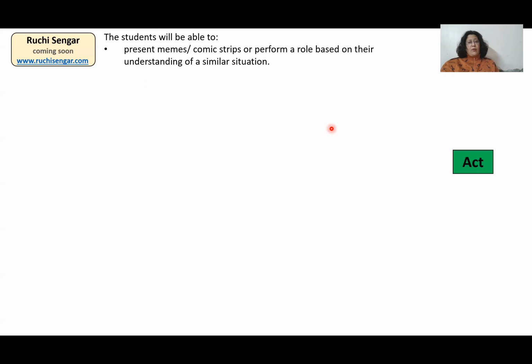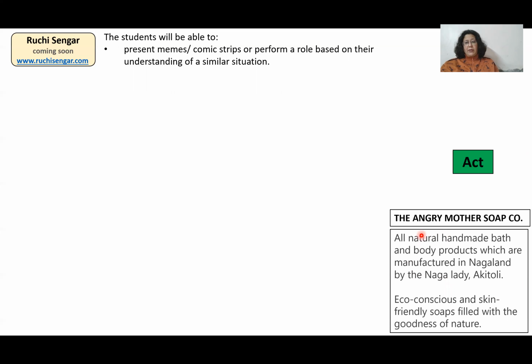Now, this is one of my favorites. Again, I have used a product label. You won't believe, there is a company called the Angry Mother Soap Company in Nagaland. Okay, it's all natural handmade bath and body products which are manufactured in Nagaland by the Naga lady Akitoli, right? And the product is eco-conscious, skin-friendly, etc. I just chanced upon it. What really amused me was that it's called the Angry Mother Soap Company. So Angry Mother is what really got me.